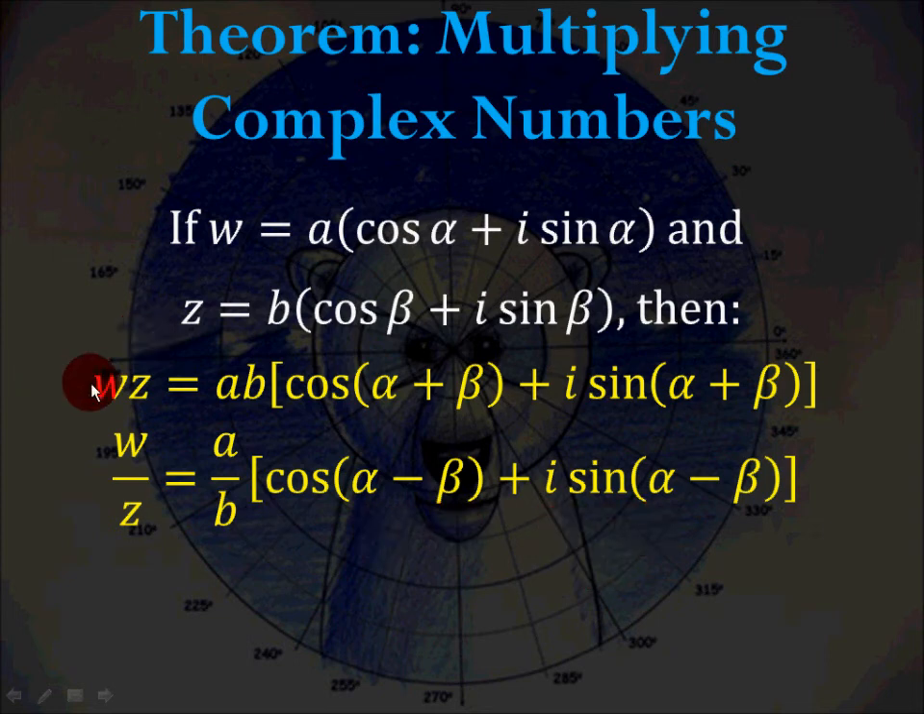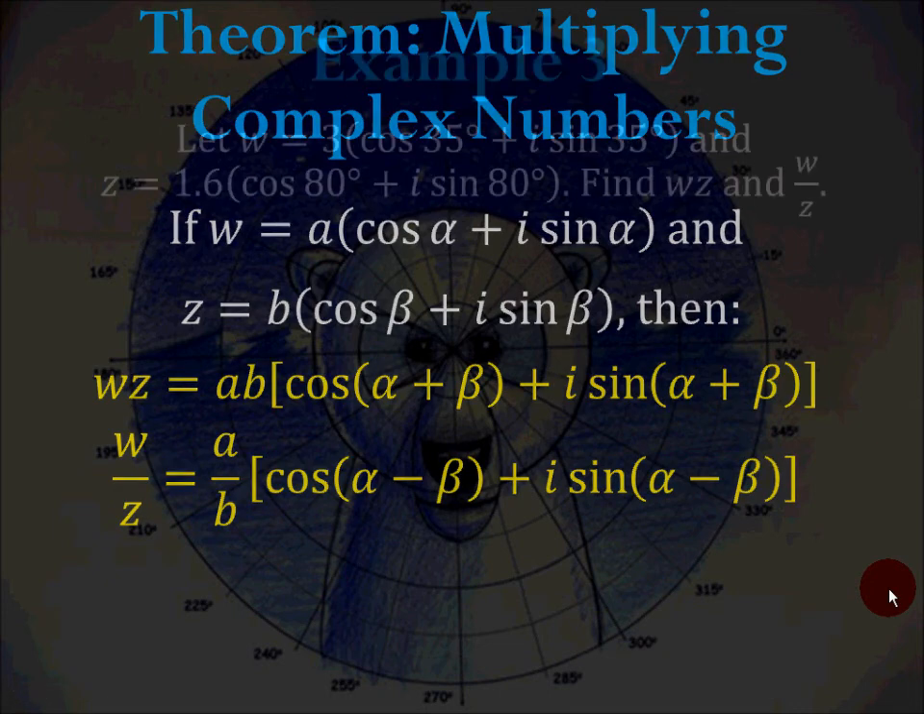So notice again, when you're multiplying two complex numbers in polar form, you're going to first multiply their magnitudes or amplitudes, and then you're going to add the angles together for both cosine and sine. To divide, you're going to divide their amplitudes, and then you're going to subtract the second angle from the first. So write those down, and let's use them to solve example 3.